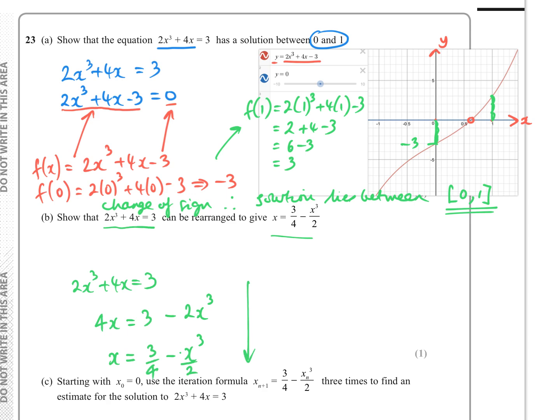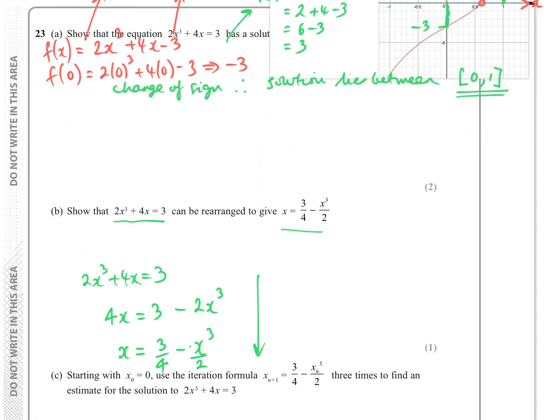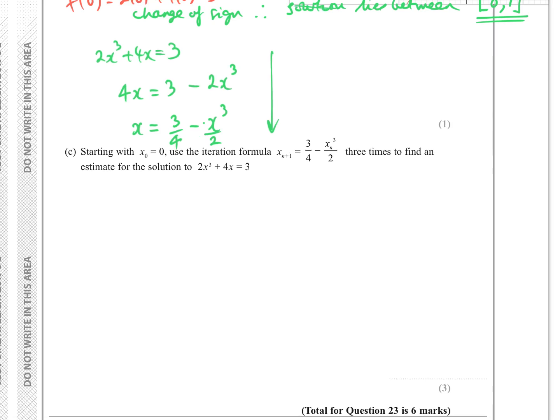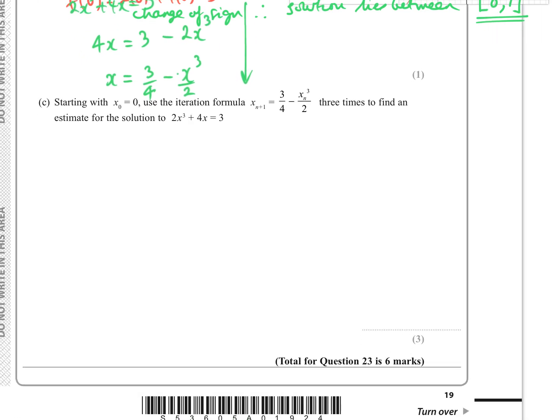Now let's look at the last part. So let's move this stuff up here. It says start with x0 is 0, i.e. our first value of x to be 0. Use the iteration formula 3 times to find an estimate for the solution of this equation.